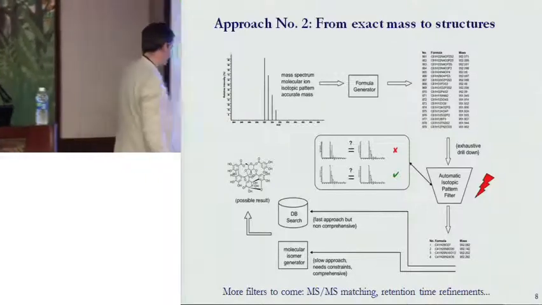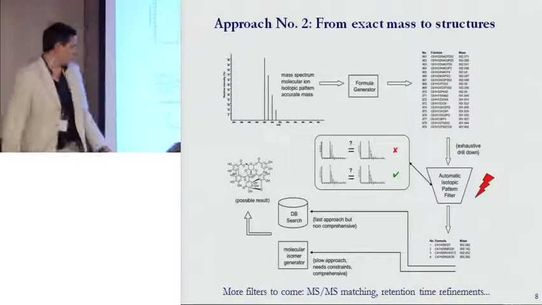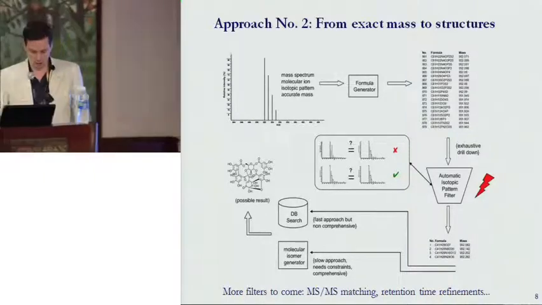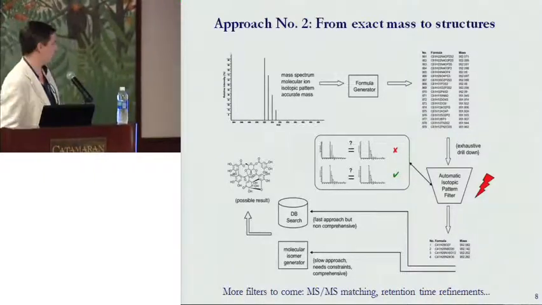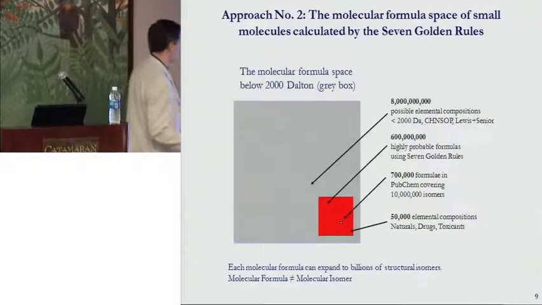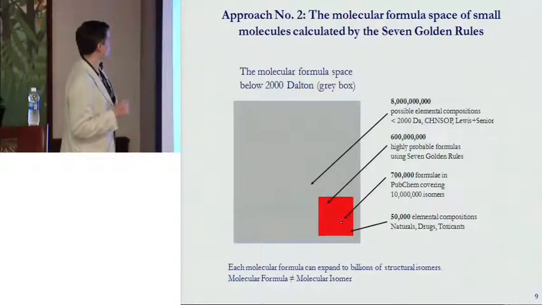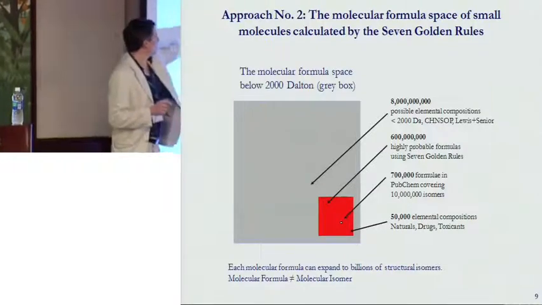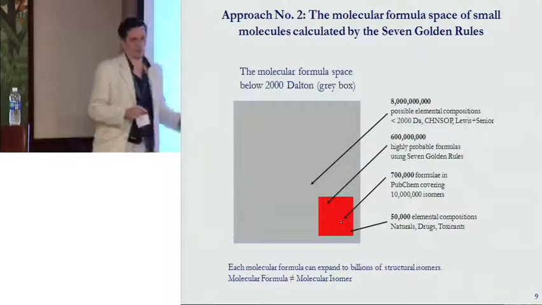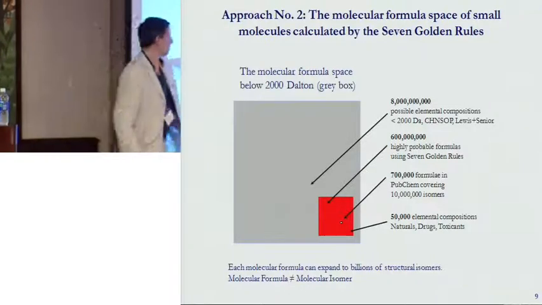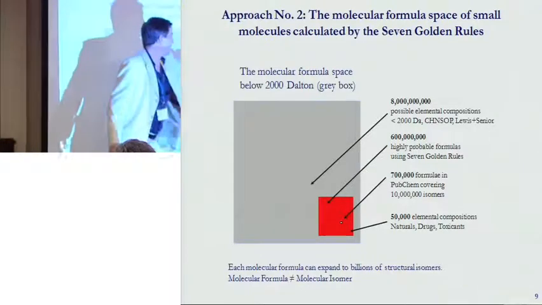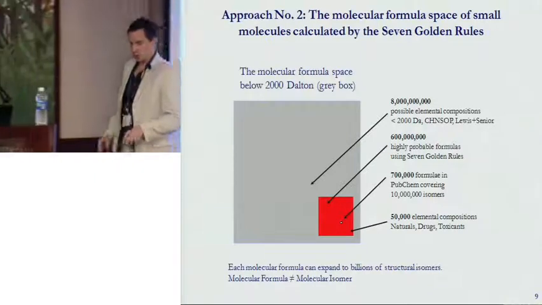And the second step would be to integrate more MS tandem mass spectra matching and also retention time filters. And one of the outcomes, which is, I think, the most interesting one, was how many molecular formulas actually exist in a space below 2000 Dalton if you only consider the elements CHNSOP. And this number was not known before.